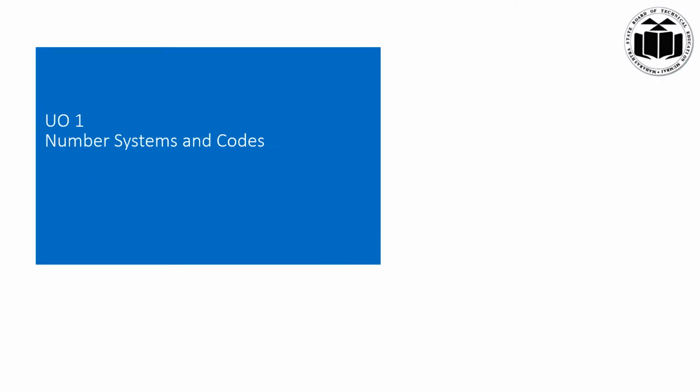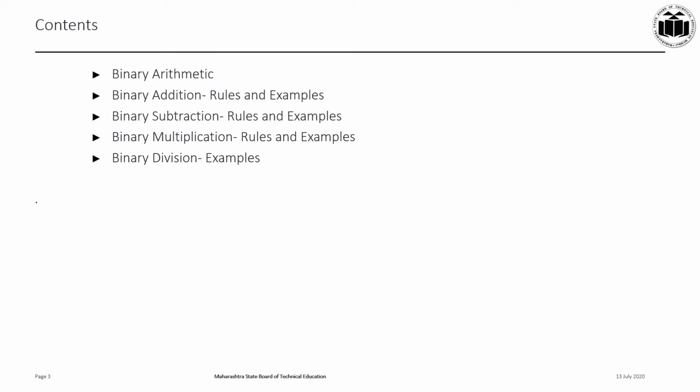So today we will be studying a very interesting module of number system and codes, which is the binary arithmetic. So what shall we learn today? The following are the contents: binary arithmetic, binary addition, the rules of binary addition and few examples, binary subtraction, its rules and few examples, binary multiplication, its rules and examples, and binary division, a few examples.